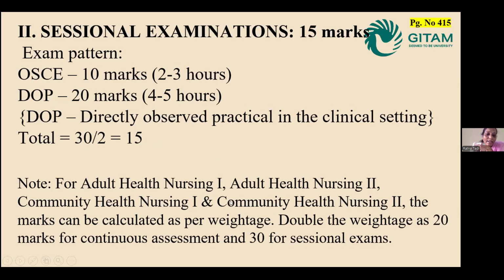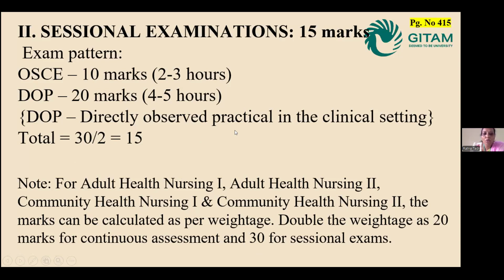But in subjects like adult health nursing 1, adult health nursing 2, community health nursing 1 and community health nursing 2, these marks have to be doubled, because we already saw 20 is for continuous assessment and 30 is for sessional exam. So for those 4 subjects, we have to double the marks. The respective specialty person needs to keep this in mind. Mine is child health nursing, so I go with this pattern. I have to conduct it in 2 different semesters. I hope this distribution is clear.